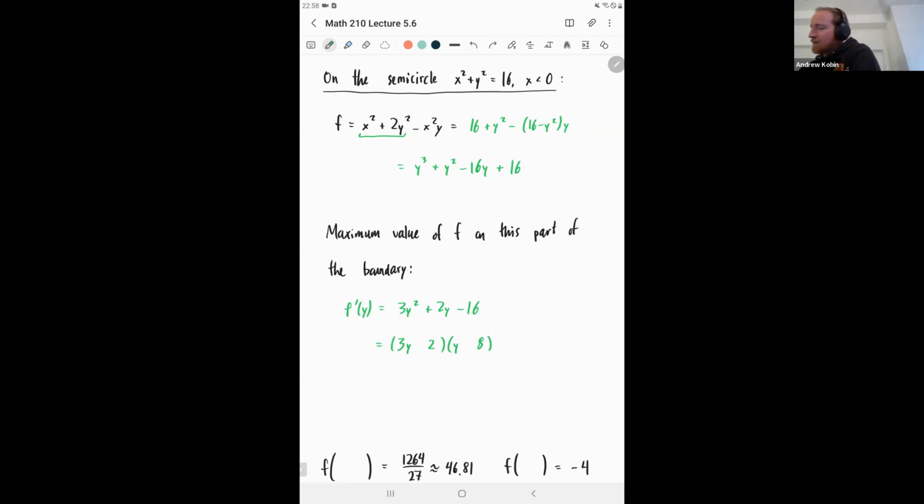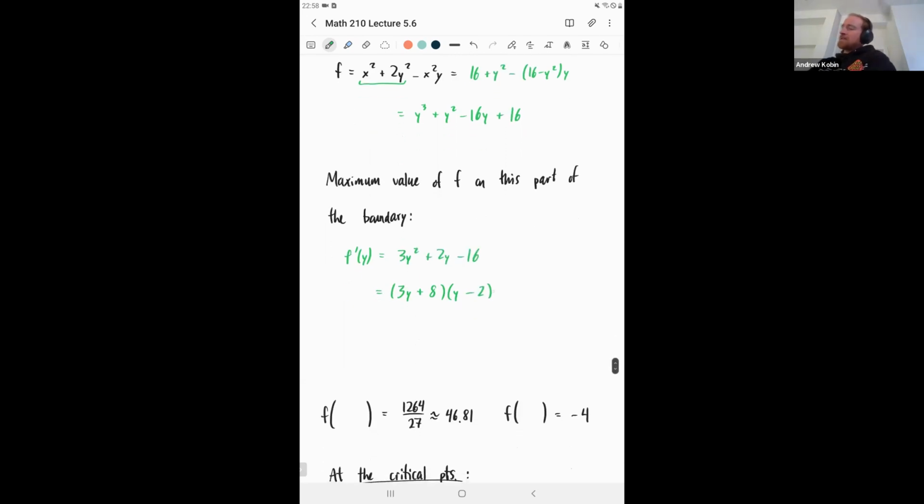Let's see, if I do 3 times 8 is 24, and I can't add or subtract 2 to get plus 2. So if I instead put the 8 here and the 2 here to multiply to give me 16, then I see I have a 6 on the outside when I FOIL, an 8 on the inside, and 8 minus 6 gives me positive 2. So I'll put a plus and a minus here, and this is a correct factorization. If you didn't know how to factor this, you could use the quadratic formula as well. In any case, we set this equal to 0 to find possible maximum and minimum values.